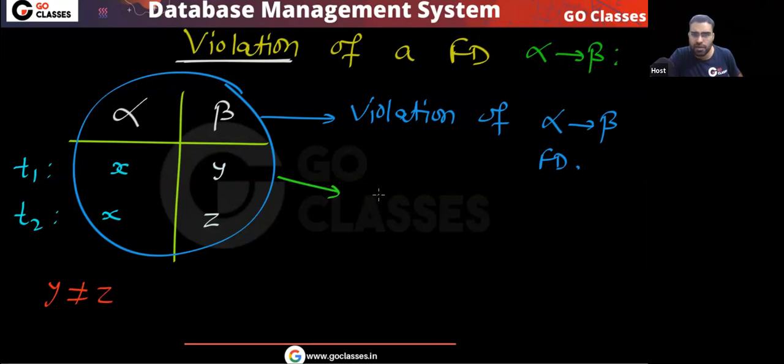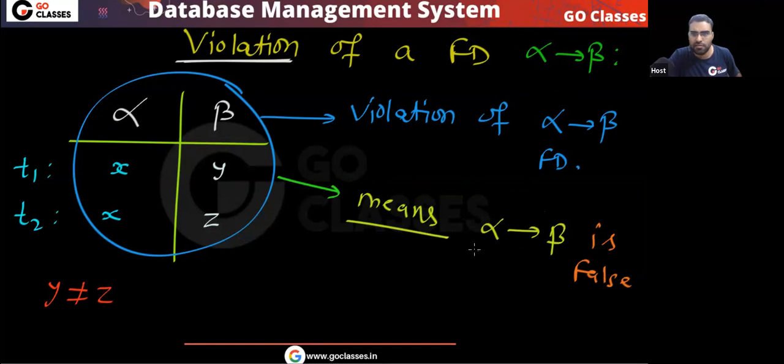Then what will it mean? Then it will mean that this functional dependency is not correct. Remember, if you can create this type of situation, this will mean that alpha does not imply beta. Or I can say alpha implies beta is false. Is this clear? Let me know.